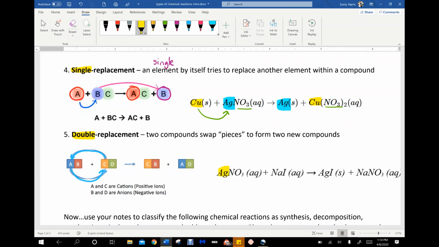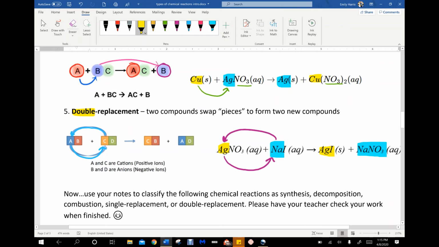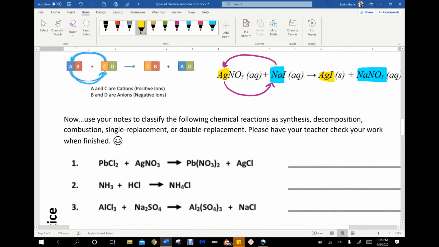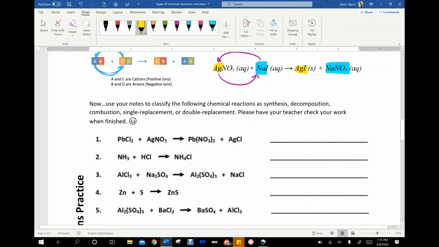So if we follow it here, we have Ag and Na. We're going to swap those pieces, all right? And so what that means is that Na, sodium, should now be paired with nitrate, which it is in the product area. And Ag, silver, should now be paired with iodine, all right? So that is the double replacement scenario where you have two compounds swapping their pieces to form two new compounds.